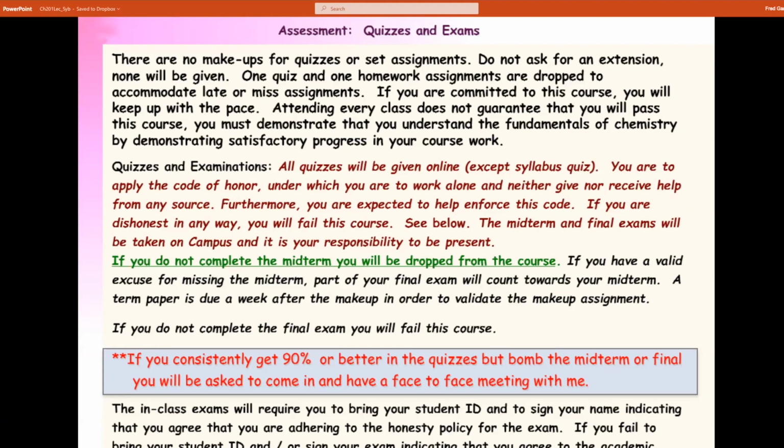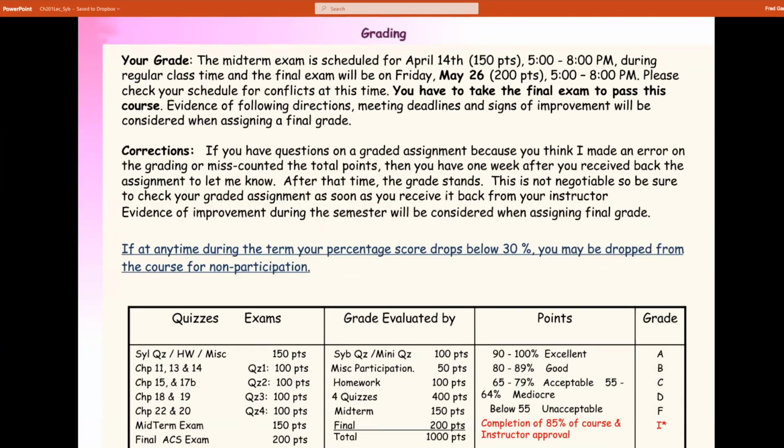When you are going to be graded, here's the criteria: there's a syllabus quiz, there's homework, and there's breakout room activities, and that'll all accumulate in terms of giving you points for the course.